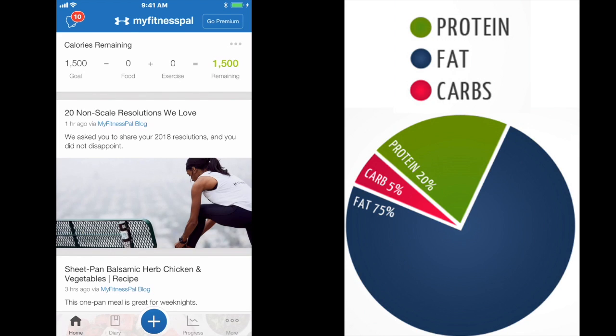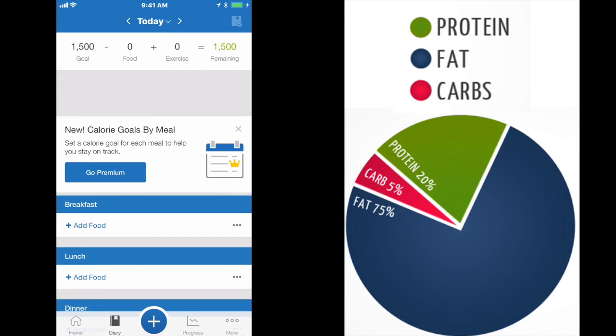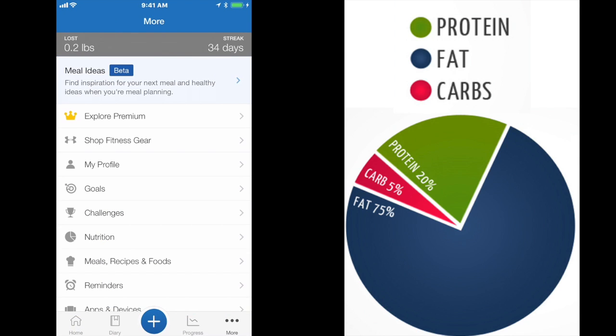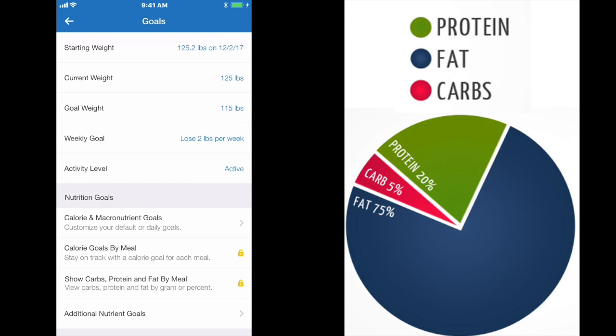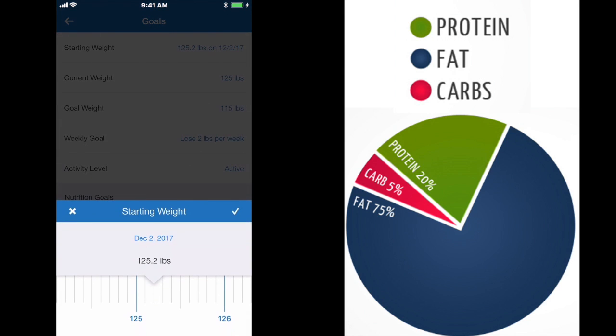Go ahead and click on that icon on your phone. If you go all the way down to the bottom right, you will see a tab that says More. Go ahead and click on that tab that says More. Once you click on the tab that says More, go to the tab that says Goals. It should be the 4th one down. Now once you click on that tab that says Goals, go ahead and click on that button that says Starting Weight. Now you can put in your weight right now, or you can put in the weight that you were 2 weeks ago.